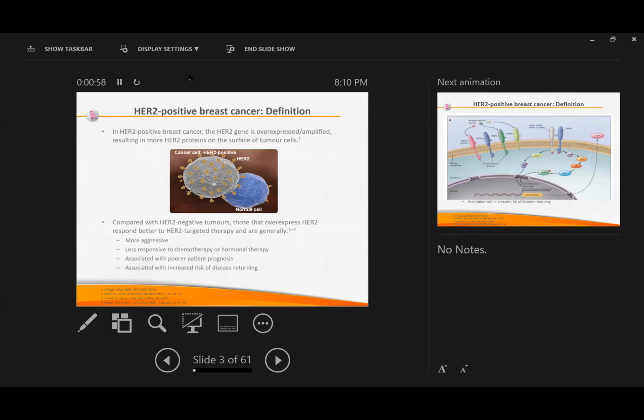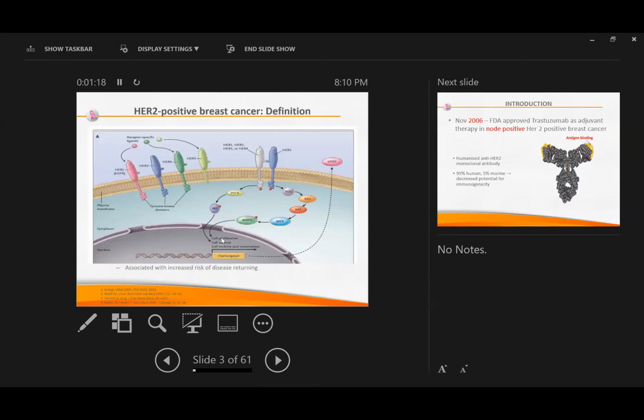Now, we all know that these tumors tend to be more aggressive, and they don't respond to hormonal treatment. They respond better to chemotherapy and a combination of targeted therapy or anti-HER2 therapy, and sometimes have a poorer outcome in terms of survival with increased risk of recurrence and with a tendency to spread to the brain.